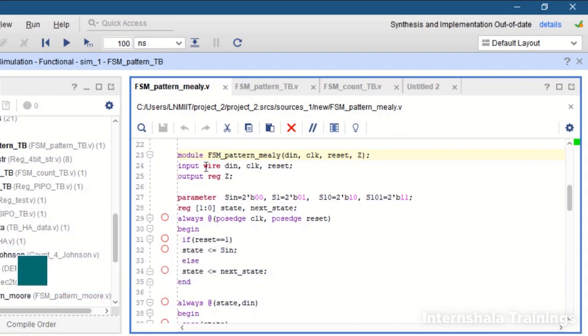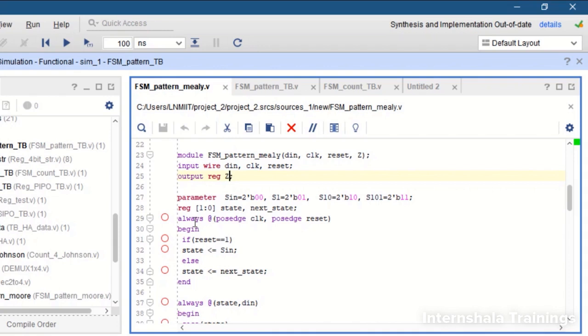Then I take wire which is D in, clock and reset. These are my inputs, so these are wires, and output is a register Z. Now since I have only 4 states, I need to define only these 4: S initial, S1, S10, S101. To define 4 states, only 2 bits are enough. So my register size of state and next state is also 2 bit, not 3 bit this time.